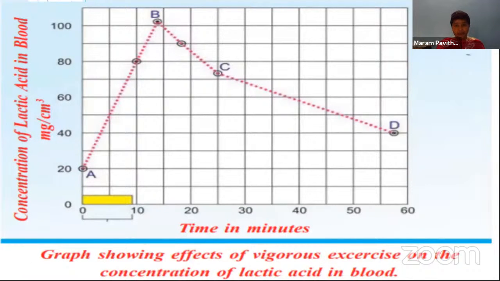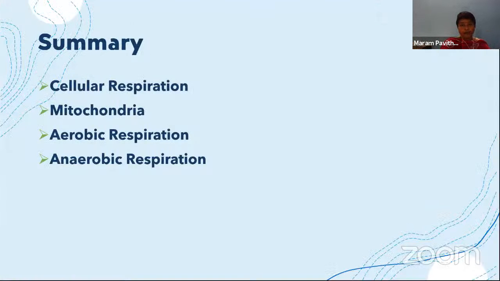If we perform the activity for a longer time, lactic acid is produced and its percentage increases in our blood. Because of that only we are getting pain. Okay, what we have seen up to now: cellular respiration, the structure of mitochondria, aerobic respiration, and anaerobic respiration.